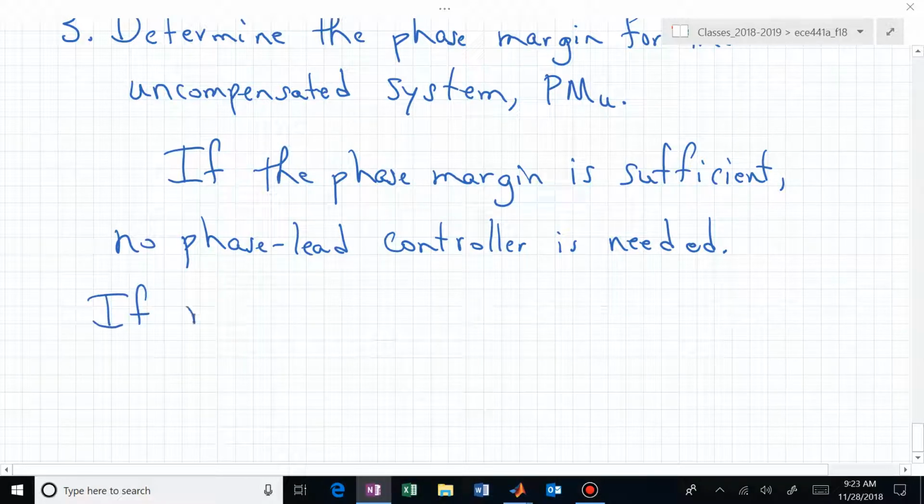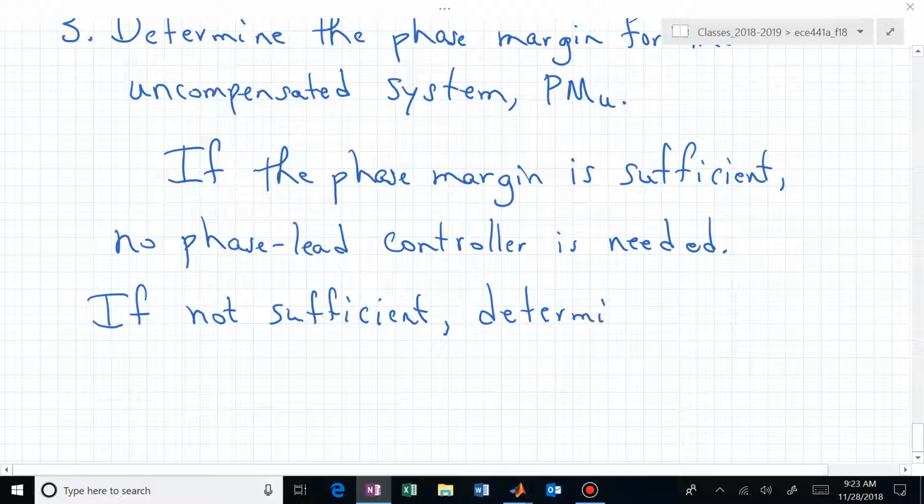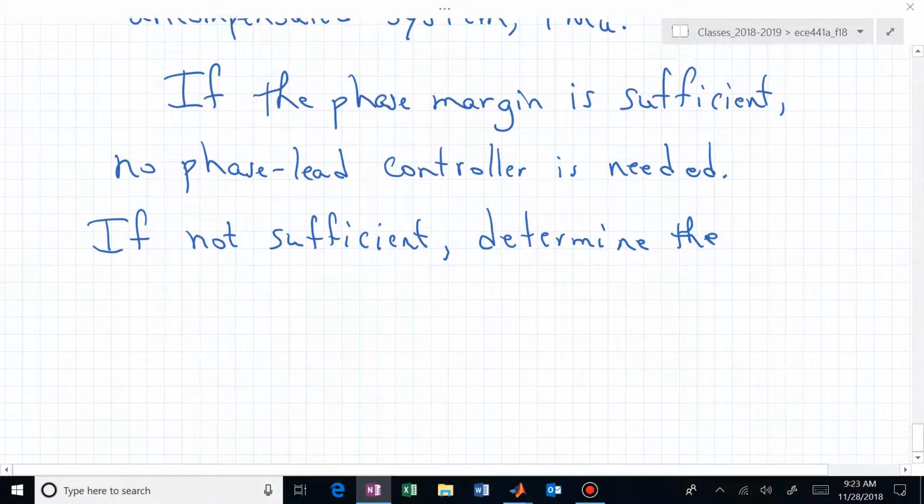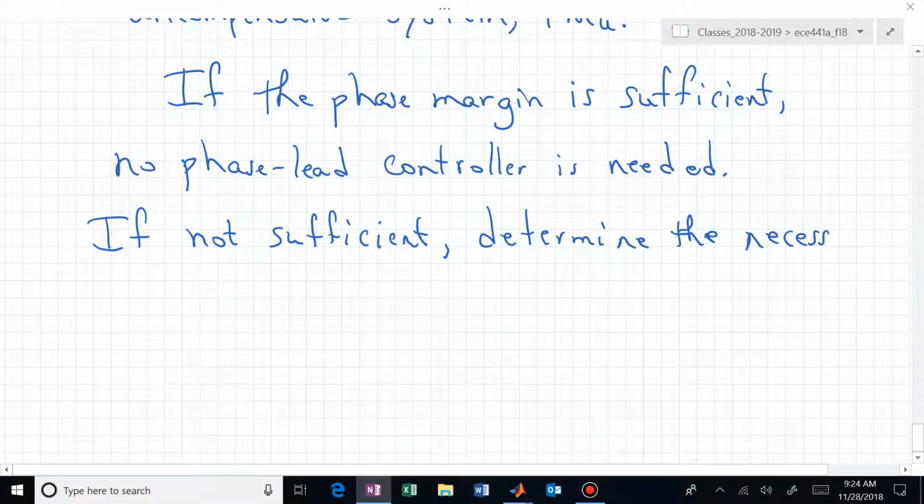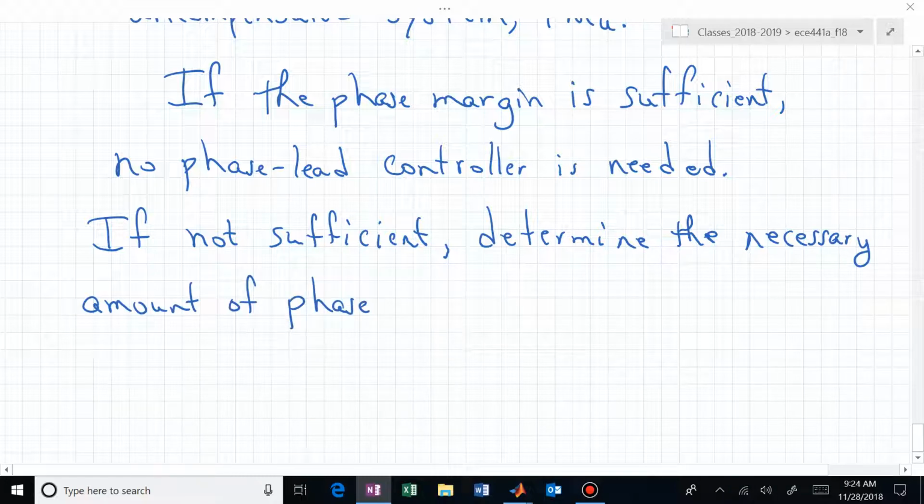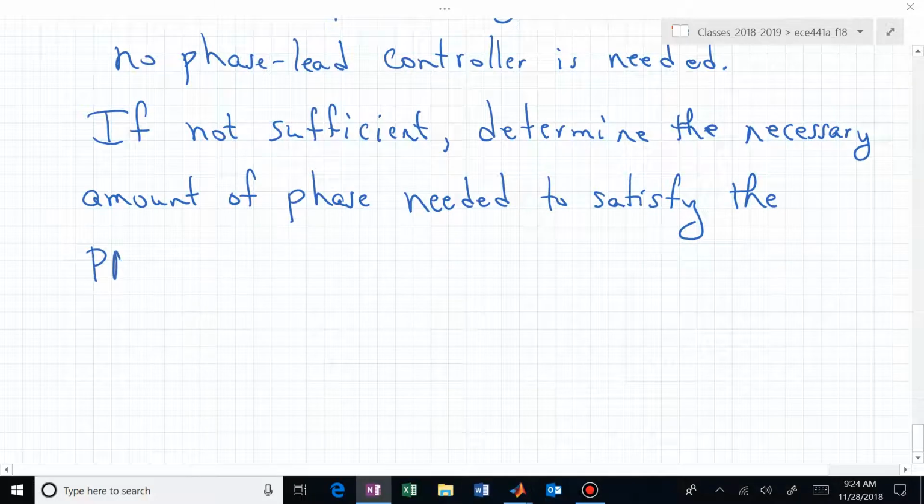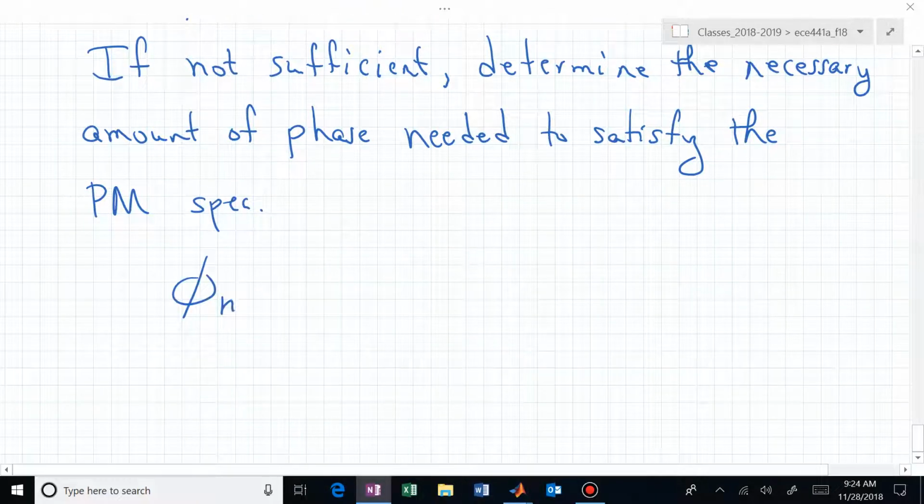However, if it's not sufficient, which if I design the problem properly on the final, you'll probably fall into this category, determine the necessary amount of phase needed to satisfy the phase margin spec. And this is now much different than what we did in the phase lag. Here we actually say, what is the phase that I need? That's what I'm calling phi sub m.